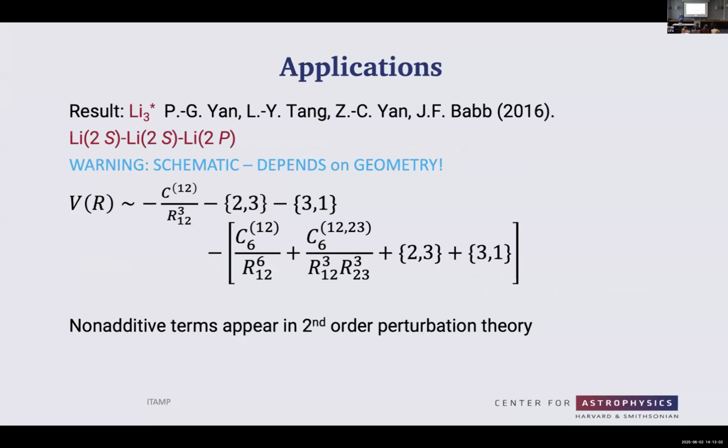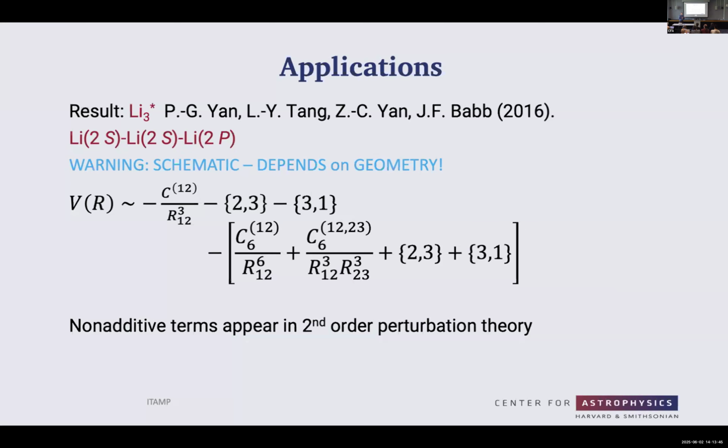First result from the 2016 paper, I've written it schematically. So warning, it does depend on the angles. So these are 3 particles: again, 2 ground state lithiums and a p-state lithium. What we find is, as you might expect, C12 means coefficient between particle 1 and 2. It goes over 1 over R cubed. And then the curly brackets mean the permutation. So same thing for 2 and 3, and same thing for 3 and 1. All right, so far you feel comfortable with that. That's what you expect. You've got 3 dilute lithium atoms, and you expect to see that.